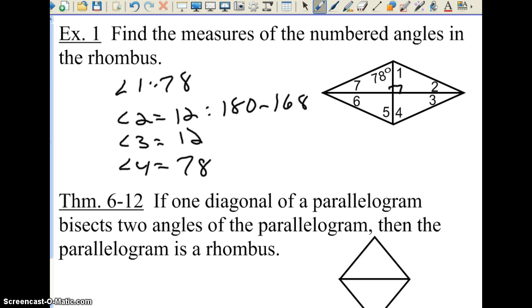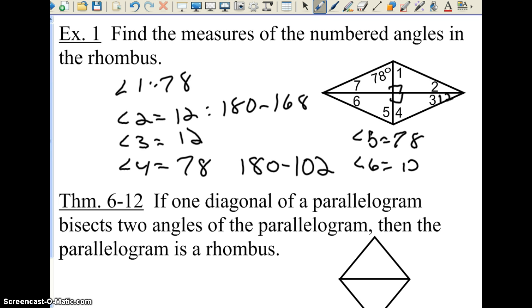Okay, how do we know? Because we know 2 is 12, so we go 180 minus 102. That's the 90 and the 12. Therefore, angle 4 would be 78. Making angle 5 also 78. Angle 6 again is going to be 12, and 7 is also 12. Cuts this into four congruent triangles.